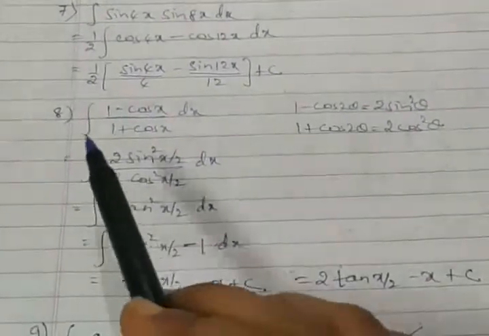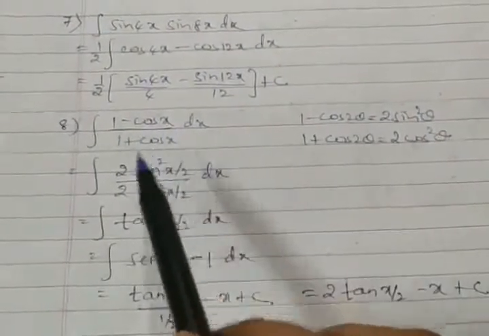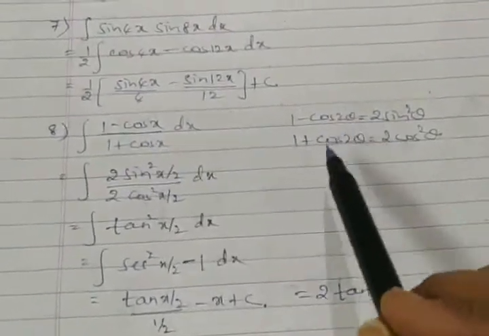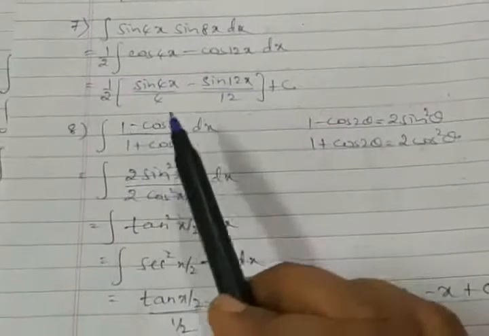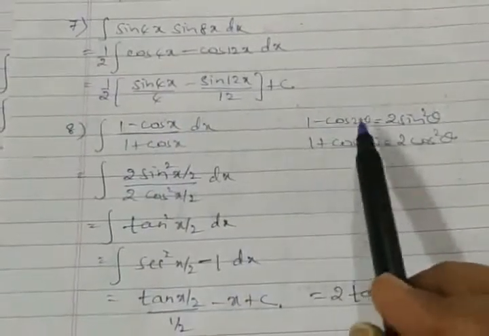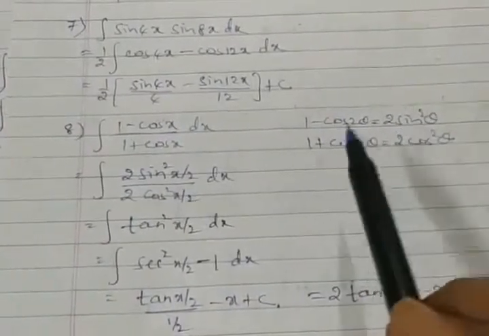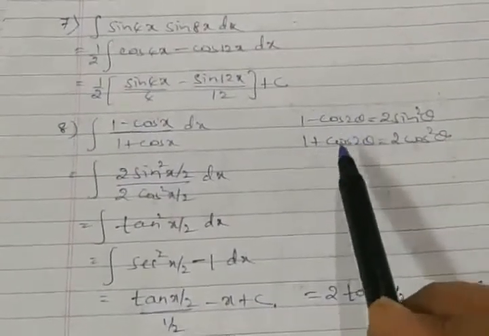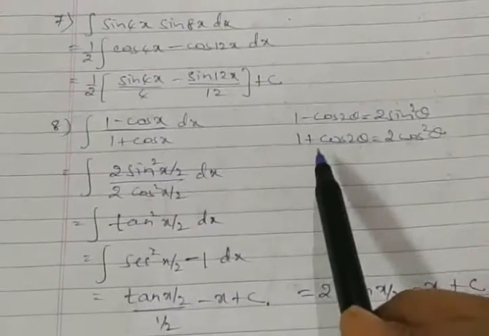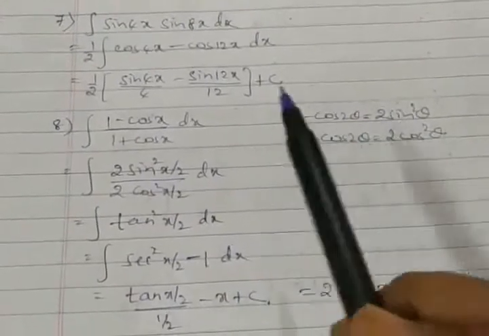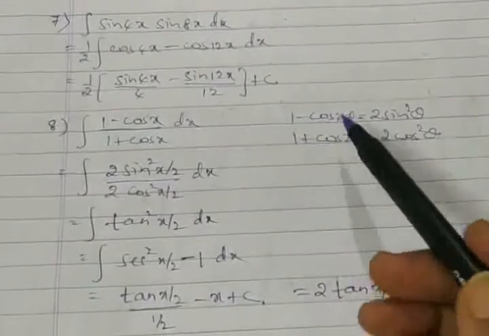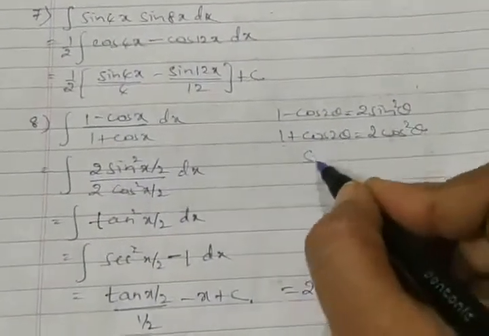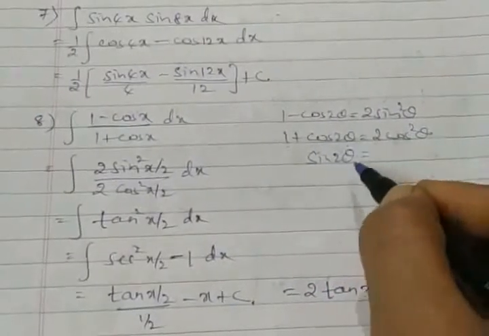Okay, eighth question. We have integration of 1 minus cos x upon 1 plus cos x. Right from the beginning, in the submultiple and multiple formulas, on the PUC first day also I told you, whenever I find 1 minus cos 2 theta, say the formula 2 sine square theta. Whenever I find 1 plus cos 2 theta, I told you in the inverse trigonometry chapter also. These formulas we find again and again, the same relation: 1 minus cos 2 theta, 1 plus cos 2 theta, as well as sine 2 theta.